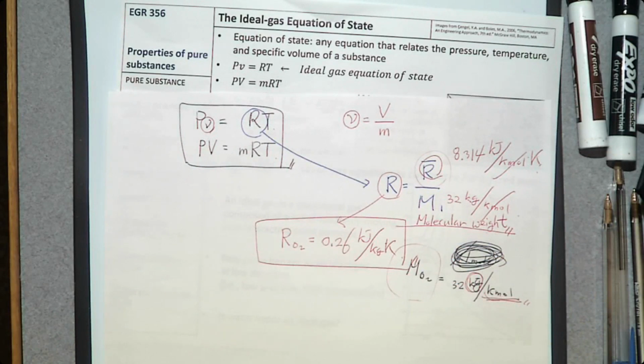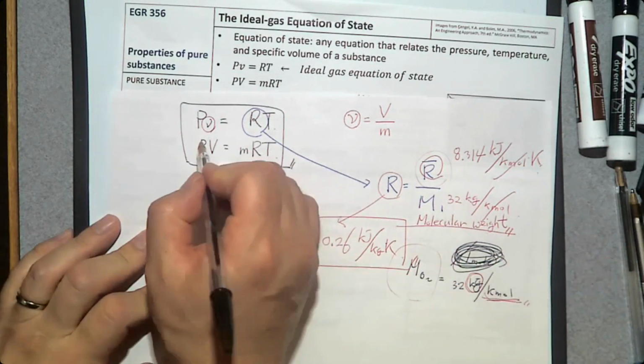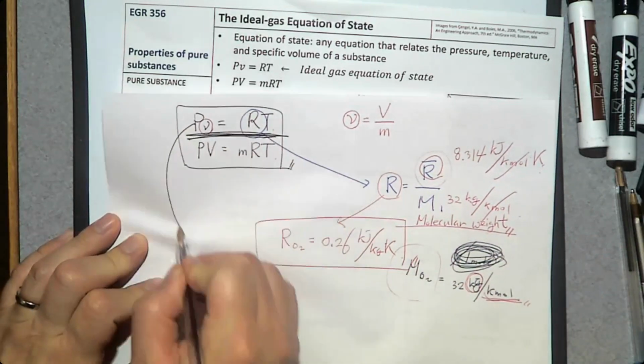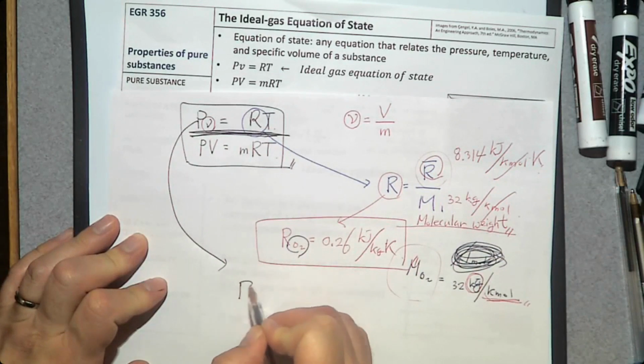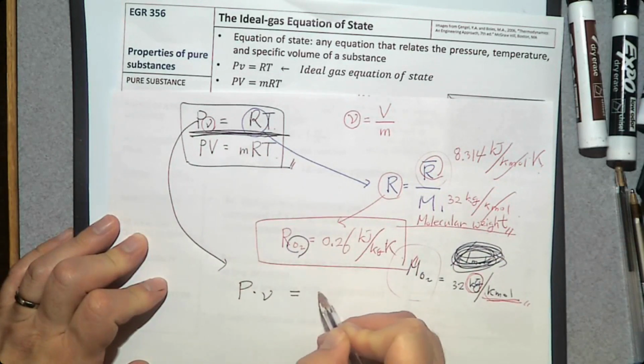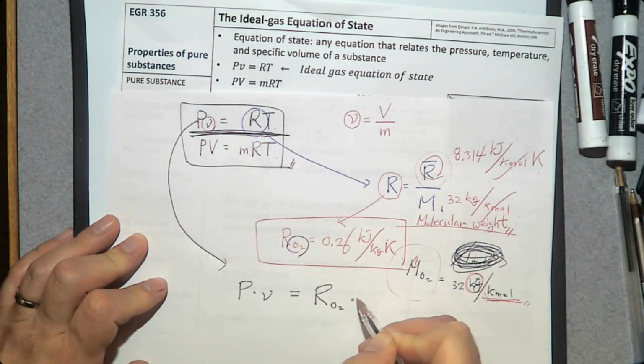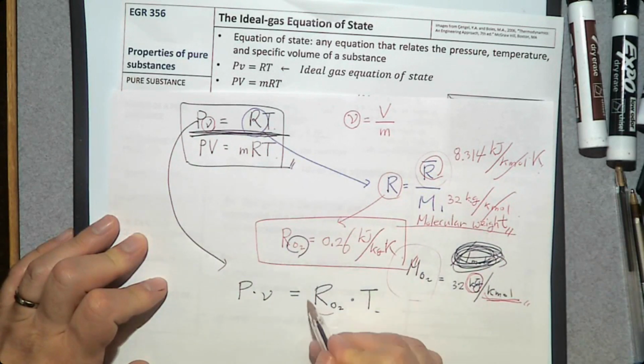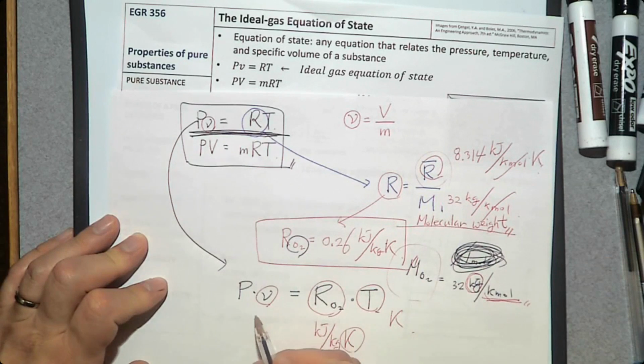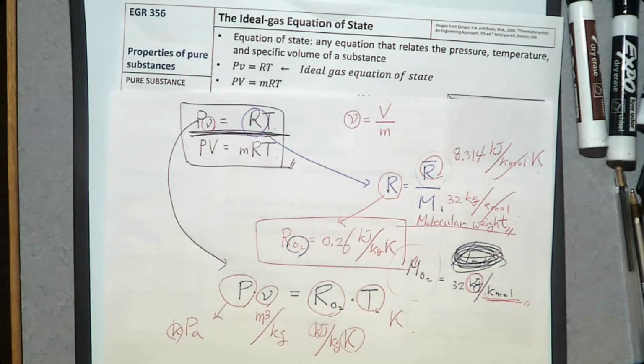Then what is the unit? If we use this ideal gas equation for oxygen, it's pressure times specific volume equals the gas constant of oxygen times temperature. In this case, the unit of the gas constant is kilojoule per kilogram Kelvin. Temperature should be in Kelvin, specific volume is cubic meters per kilogram, and pressure is going to be in kilopascal, because we have kilo here, right?